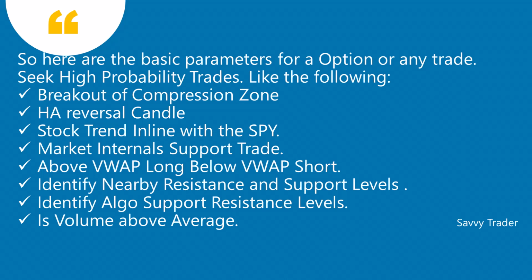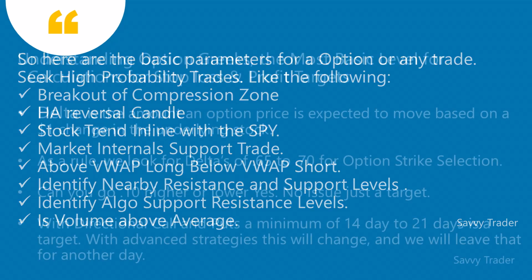Identify nearby resistance and support levels. This could be price history, this could be moving averages, and also identify algo support and resistance levels. Draw these on our daily charts. And we want to know if volume is above average. So these are the basic high probability trades that we look for.